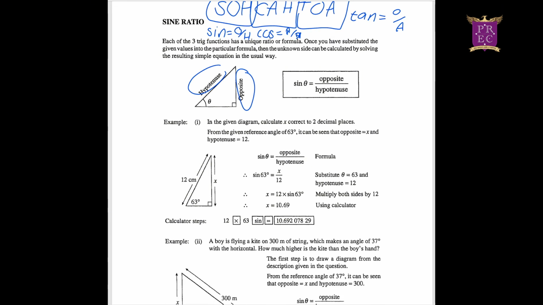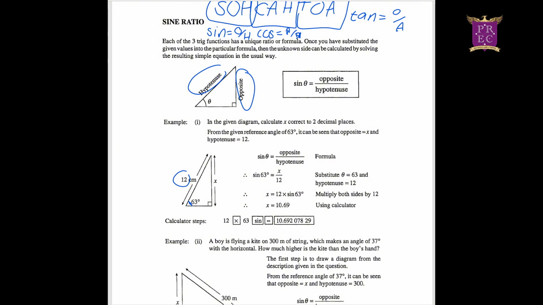In the example, it asks us to find x, which is what? If this is the reference angle, x will be the opposite side. And we've been given the hypotenuse, which is 12. We know that this is the hypotenuse because it's directly opposite the right angle and it's the longest side of the triangle. Okay, what we need to do is find x.